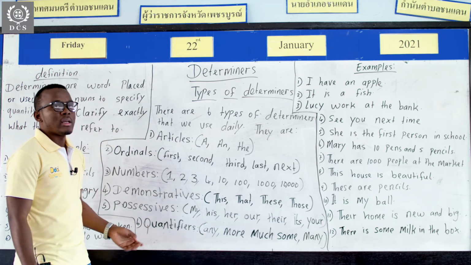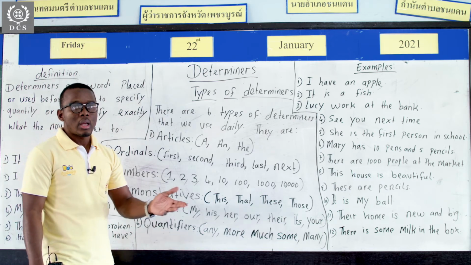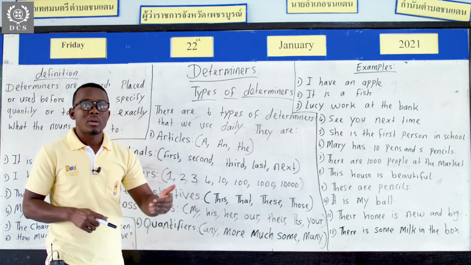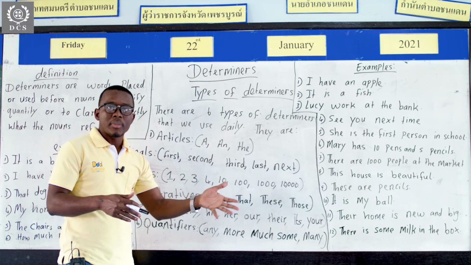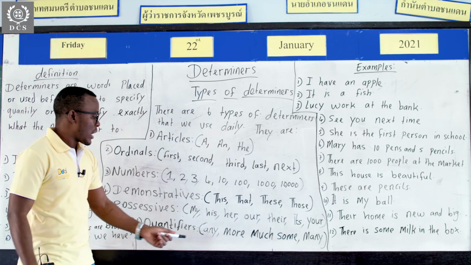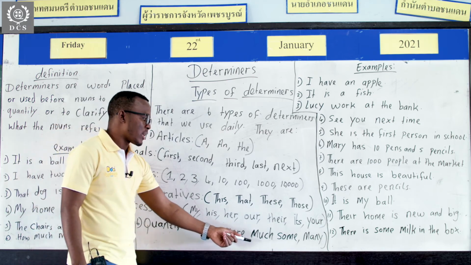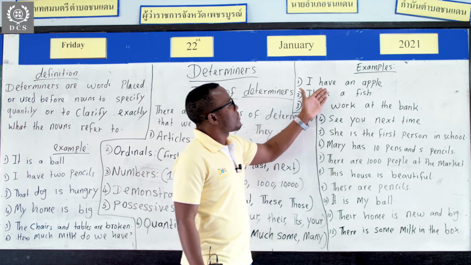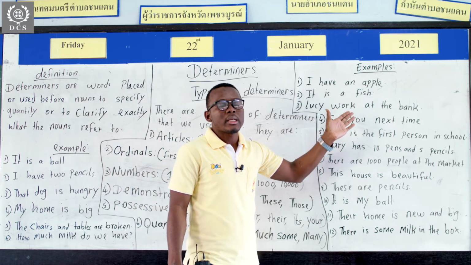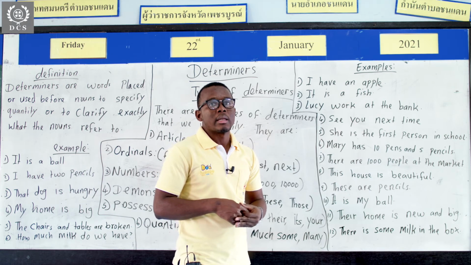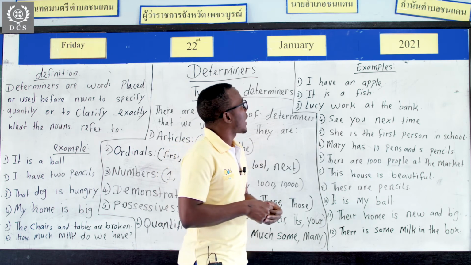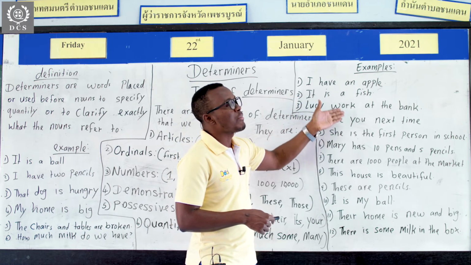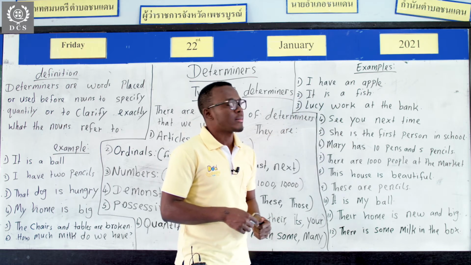And the last one is quantifier determinants. Quantifiers are used to determine what quantity of something is available. So we have any, more, much, some, many. So let's look at these simple sentences with determinants. Let's see if you can tell which word is the determinant in each sentence.